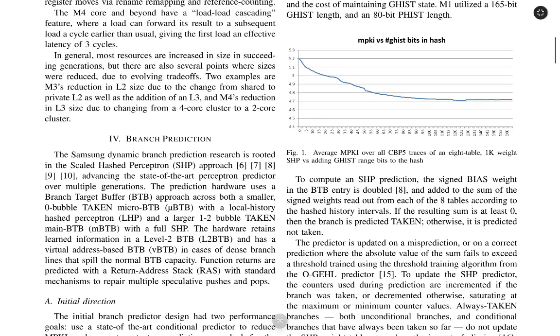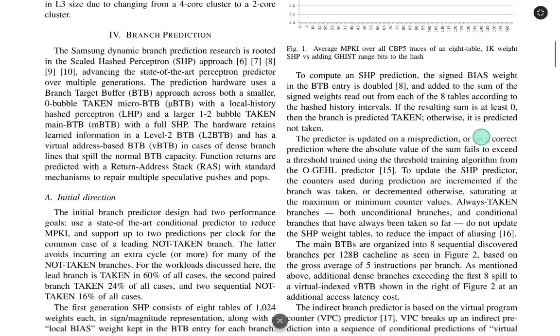To compute the SHP prediction, the signed bias weight in the BTB entry is doubled and added to the sum of the signed weights read out of each of the 8 tables according to the hashed history interval. If the resulting sum is at least 0, the branch is predicted taken, otherwise it is predicted not taken.